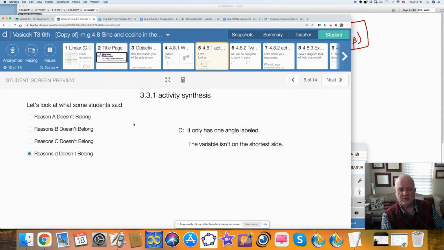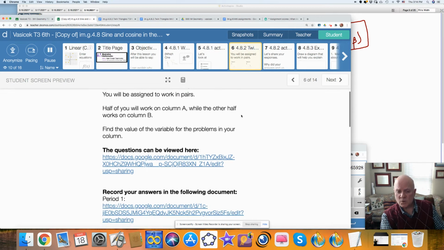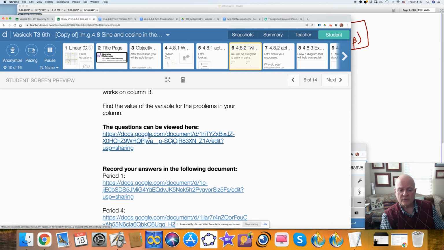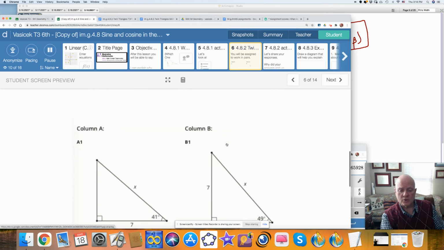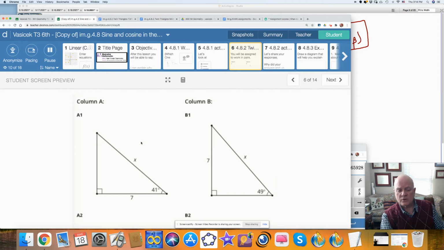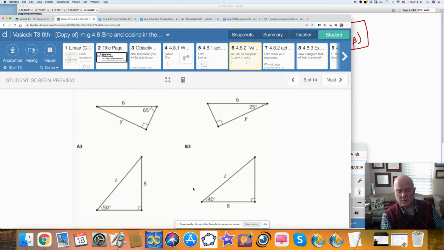And if you look on page 5, you can see different reasons that students have given for why the one doesn't belong and the other one doesn't belong. On page 6, we did an activity which involved these pictures. You can go to there, or you can just go down below. You either do the problems in the A column or the B column. It turns out they both should be the same. And there are 3 problems that we go through.